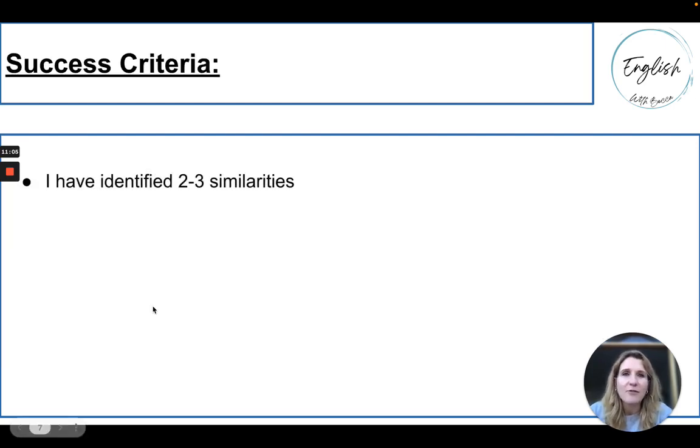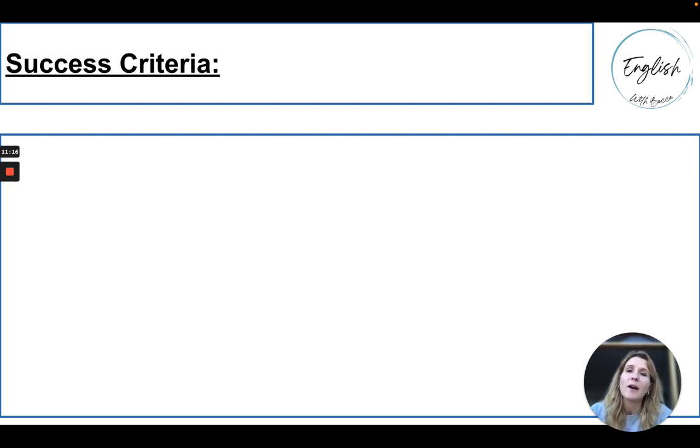You identify 2 or 3 similarities or differences, and that's all you have to do. You don't need to zoom in on the question. You don't need to say lots about the individual words. You find evidence and explain it in your own words to find similarities or differences.